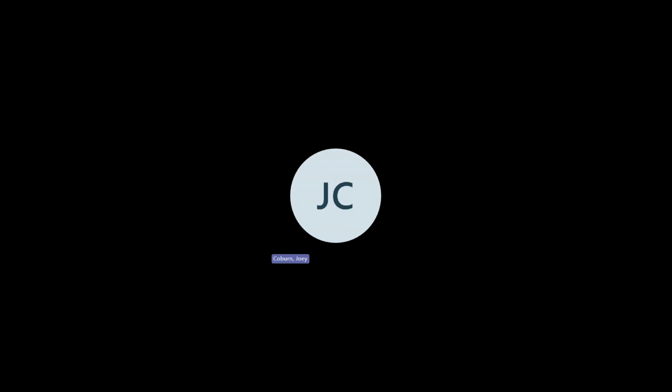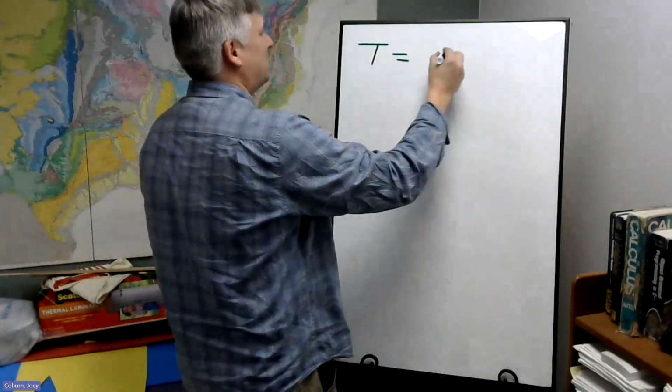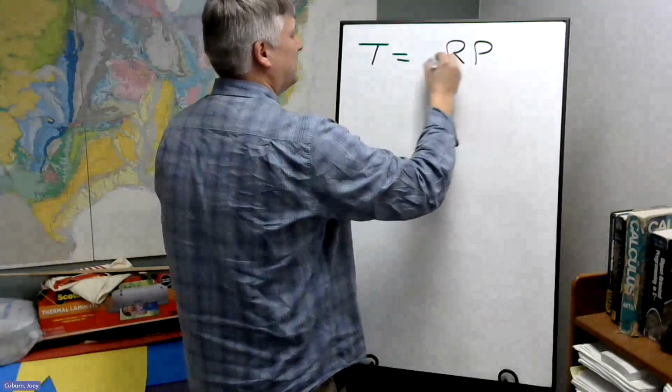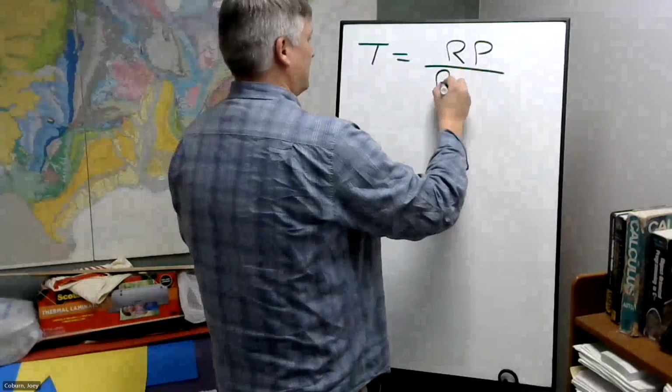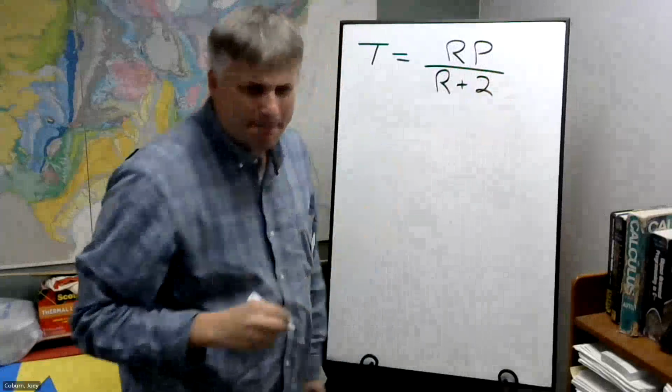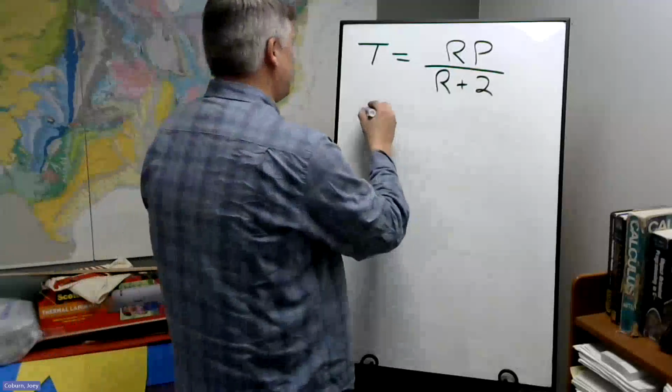All right, so I want to show you this problem. It's in the text, and this is an interesting one. T equals RP divided by R plus 2, and they want us to solve for P.